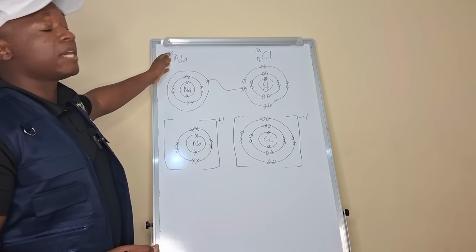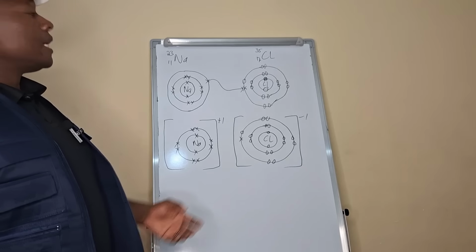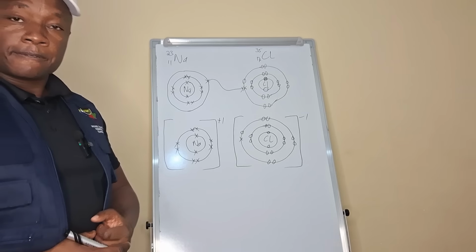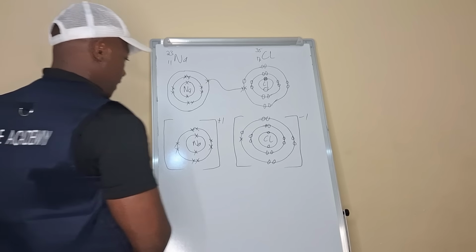Similarly, you can also draw the electron dot diagrams for magnesium chloride, for magnesium oxide, as you practice how ionic bonding comes into being. Okay, so let us proceed.